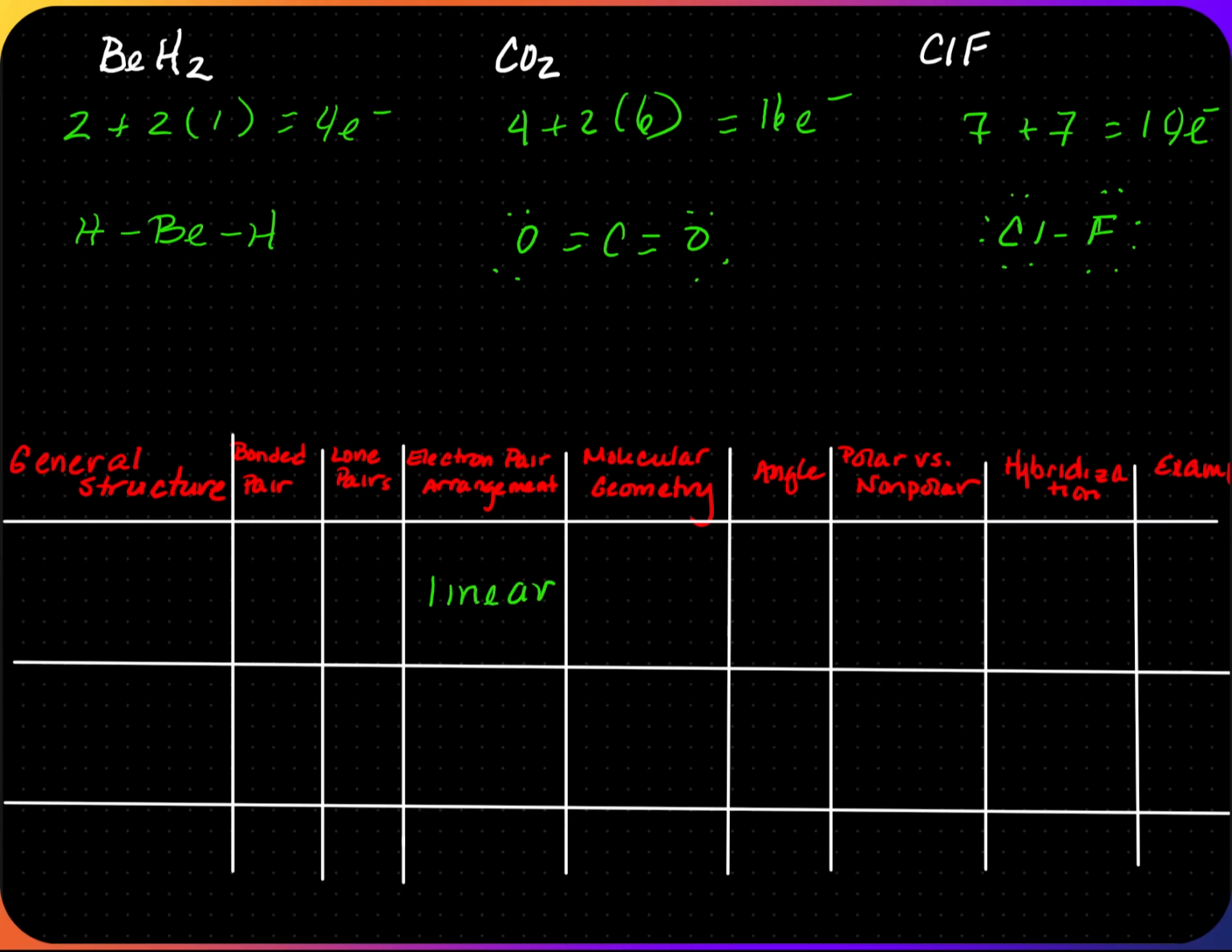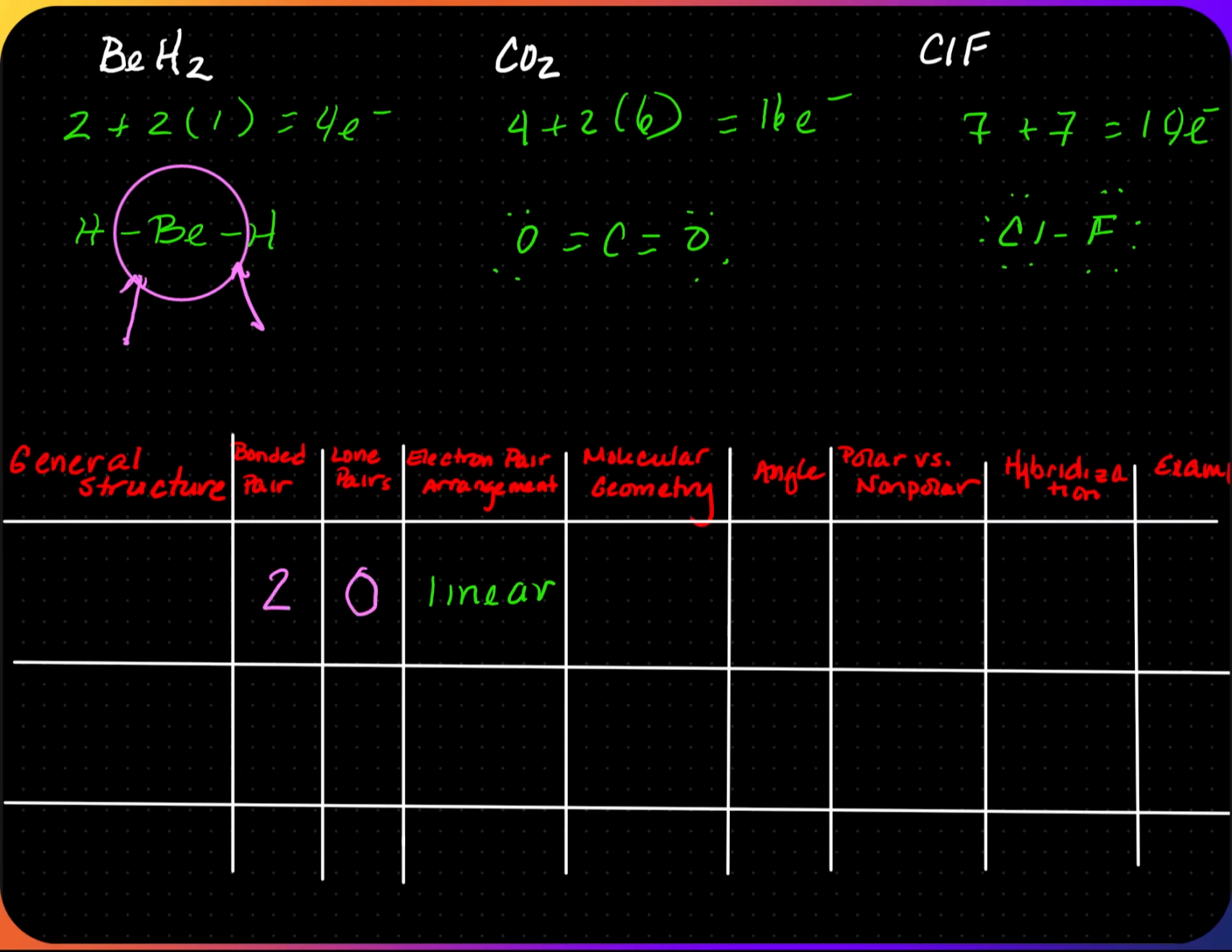Now I'm going to look at the central atom of BeH2, which is Be. I'm going to count the number of bonds. When we do this, a single, a double, or a triple counts as 1. So if I have a triple bond, it is considered to be 1 bonded pair. A double bond is counted as 1 bonded pair, and a single bond also counts as 1 bonded pair. Here I have a bonded pair on the left and a bonded pair on the right. So BeH2 has 2 bonded pairs.